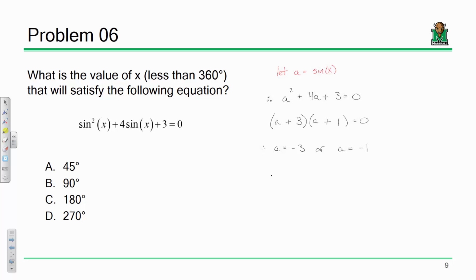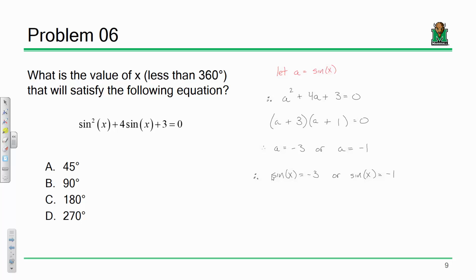Everybody okay with that? Going back, that means that either the sine is minus 3 or the sine is minus 1. Right? Okay, now I'm curious. What do we do with this? We got 2 different answers. Can anybody think of anything to say about any one of these answers? It can never be greater than 1. Exactly. The sine can never be larger than plus or minus 1. You can't exceed that.